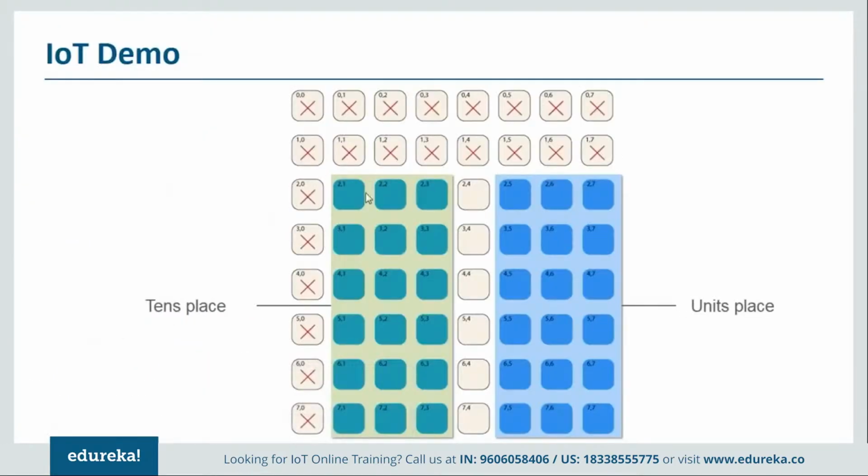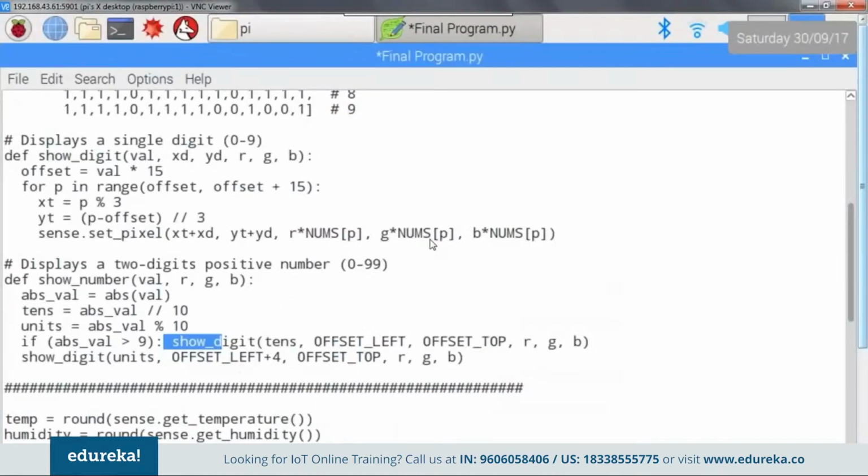Why? Let me help you understand here. My offset top is going to be with respect to this position. It's going to start from here, so it will point to the third row. My offset left will point to the second column here. So I know that this is where my tens place has to come. So that's why I am passing it here. I also am going to pass the standard RGB value that I have got input here.